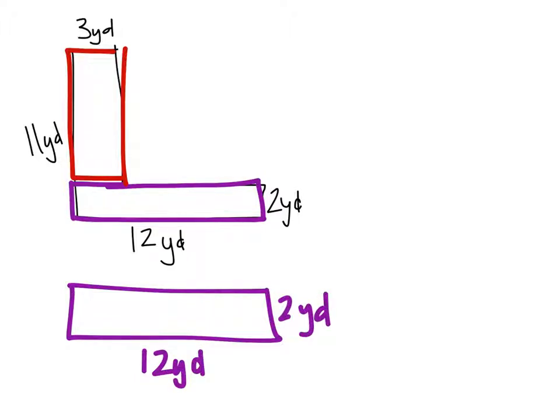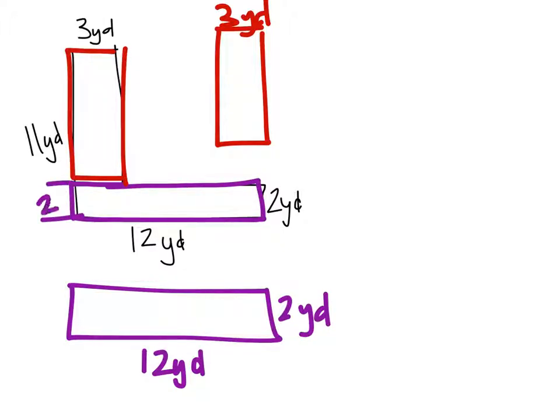But for the red one, if we separate it up here like this, this side still is 3 yards, and we need that for the length and width, but this length right here is not 11 yards anymore because we took the 2 yards off right here from the 11. So all that would remain of the 11 yards would be 11 minus 2, which would be 9 yards right here.